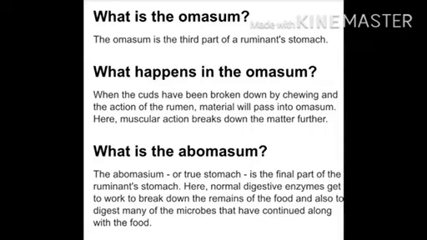Now, what is the omasum? The omasum is the third part of the ruminant stomach. Now, what happens in the omasum? When the cuds have been broken down by chewing and the action of the rumen, material will pass into the omasum. Here, muscular action breaks down the matter further.